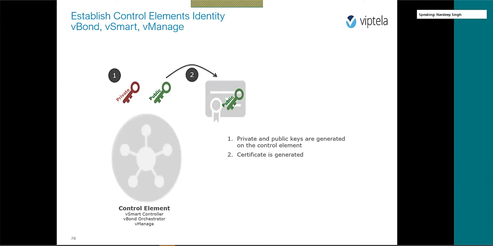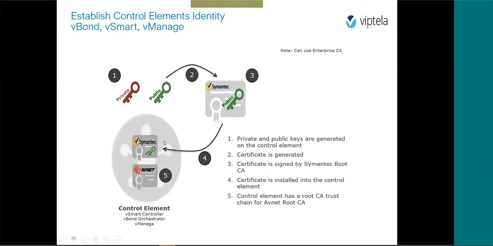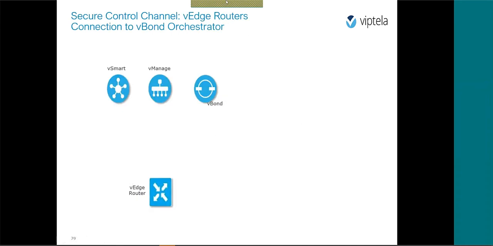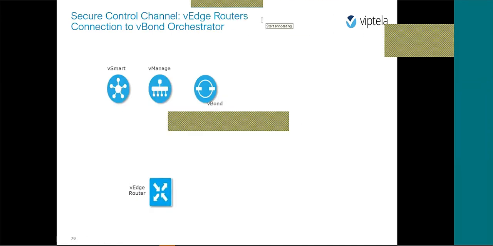Control elements, controllers. So vBond, vSmart, vManage. The boxes will generate a local public key and then private key. The public key will be sent to the CA as a CSR, and the CSR is signed, and then the certificate is written. The certificate gets installed on the operating system. It is the same thing for the other device. Thank you.